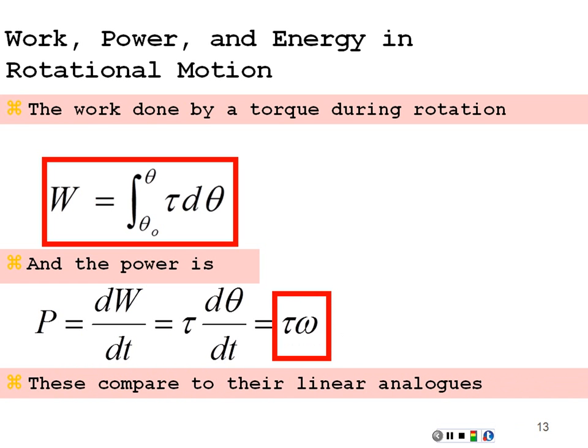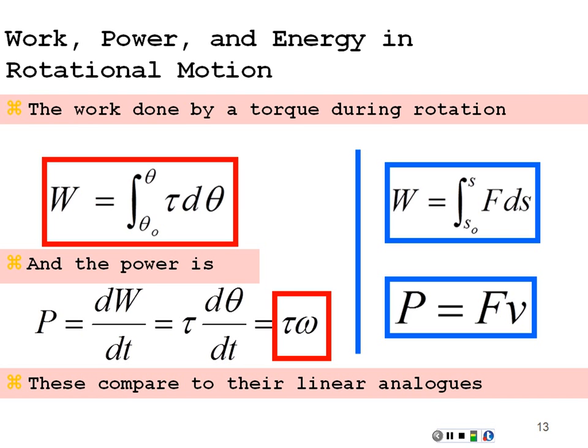Note how similar these are to their linear analogs. Work done for a linear motion is force times linear displacement ds integrated over the displacement. And power is force times linear velocity. So power for linear motion is force times velocity. Power for angular motion is torque times angular velocity. Very good. We have concluded our total analogy. The forms of these equations are the same. We just have different variables to deal with in dealing with these situations.